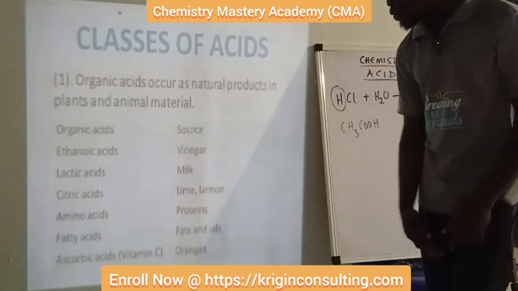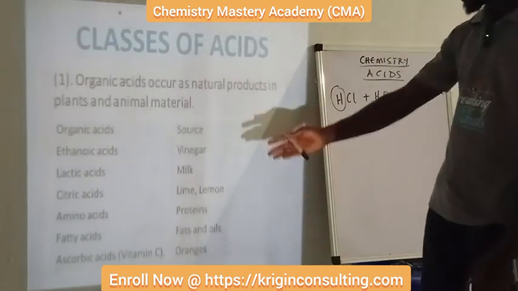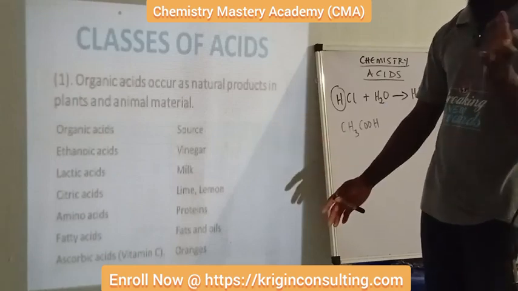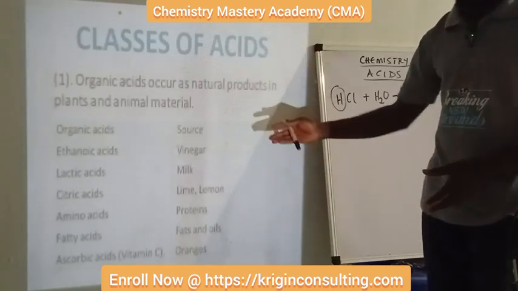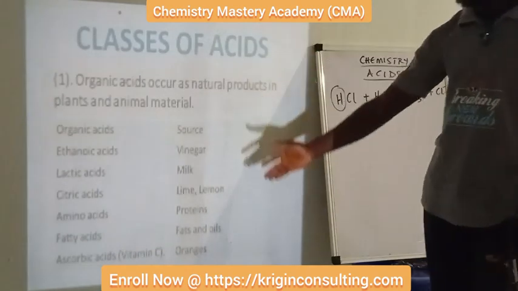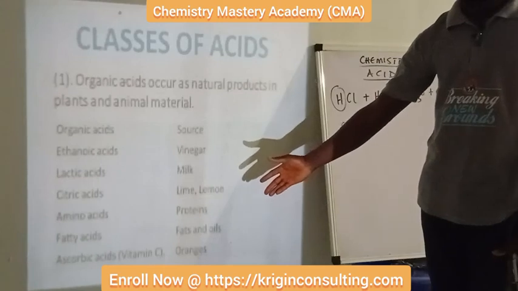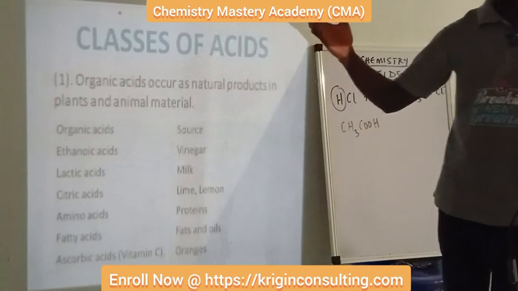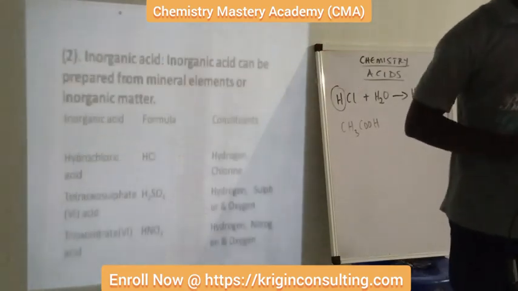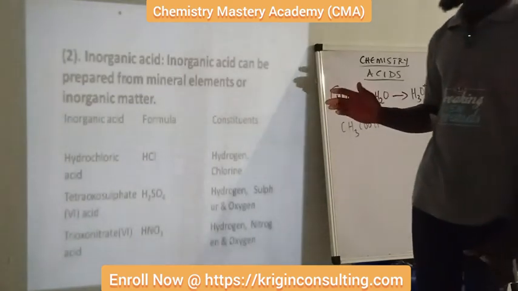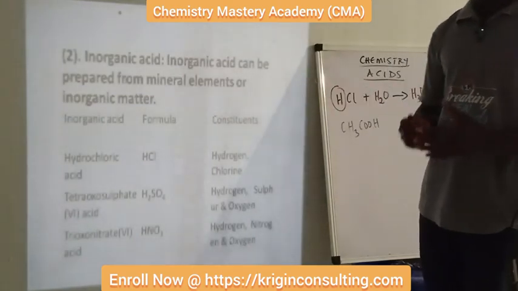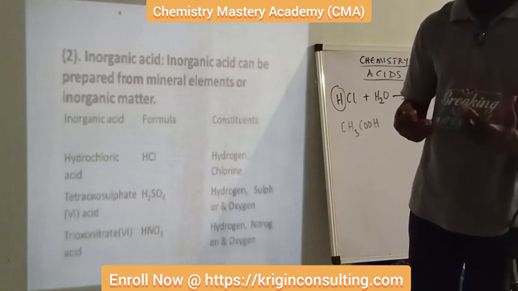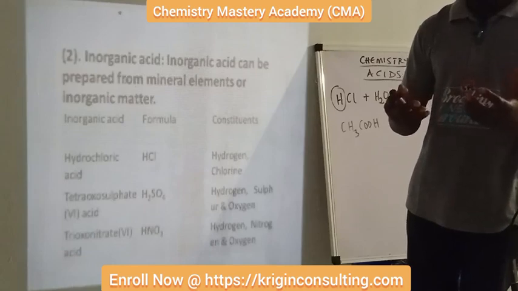We have amino acid, which is found in proteins. We have fatty acid, which is found in fat and oil. We have ascorbic acid, otherwise known as vitamin C, which is found in oranges. All these are organic acids, based on the fact that their source is natural products of plants and animals. Now we also have inorganic acids. Inorganic acids are those acids that are made by man, or they are formed from what?